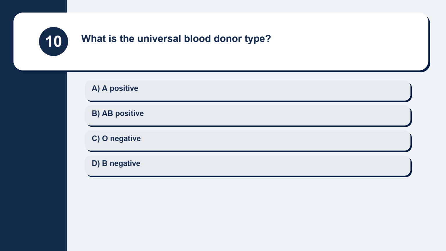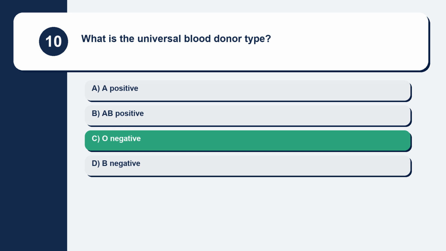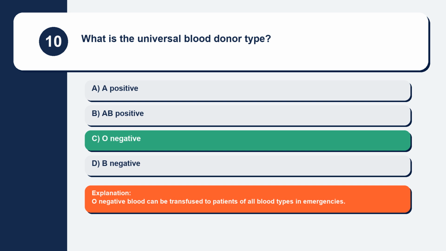Question 10. What is the universal blood donor type? A positive, AB positive, O negative, B negative. O negative blood can be transfused to patients of all blood types in emergencies.